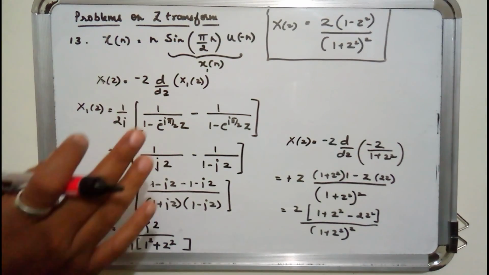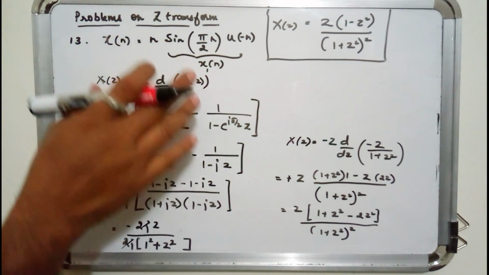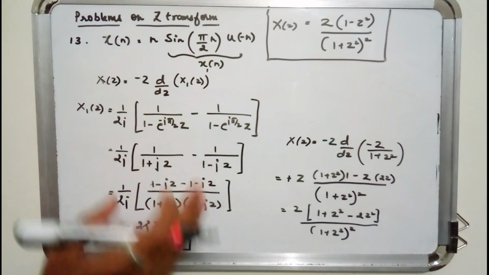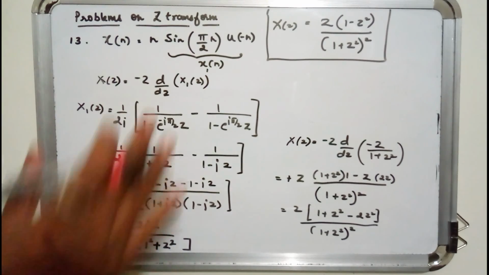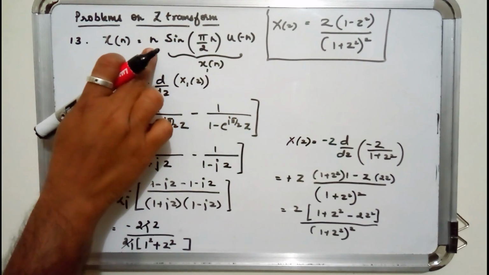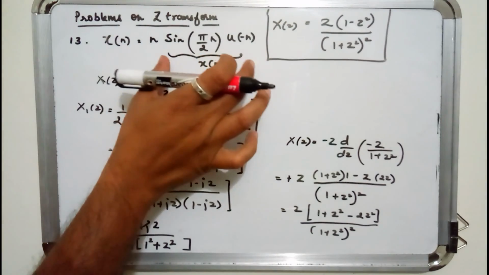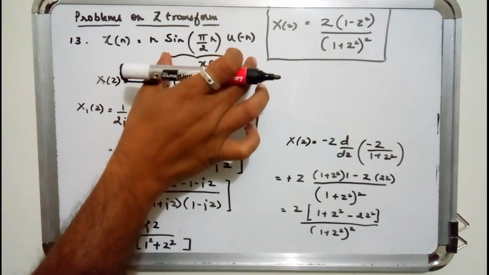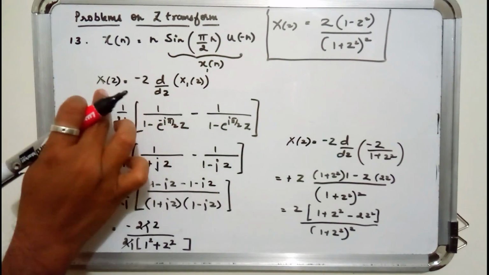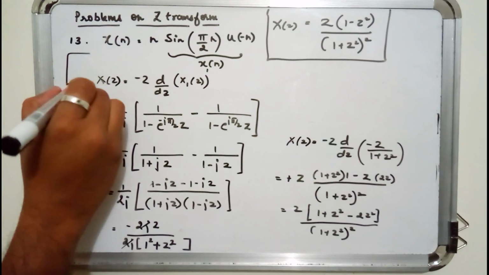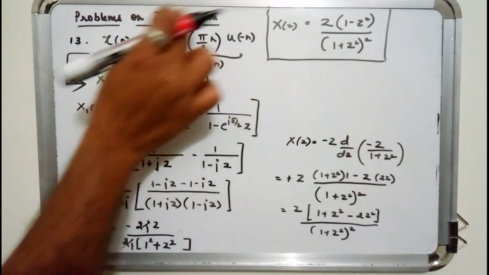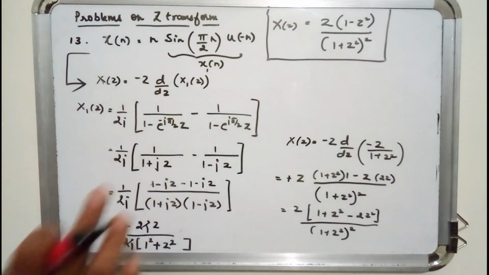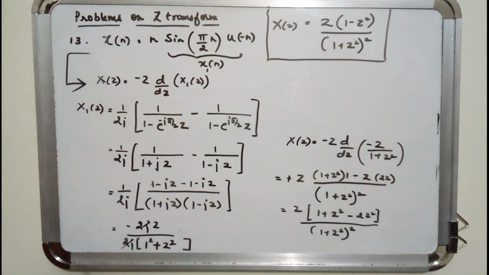So don't worry that we had so many steps in solving this problem, but understand the fundamental of how to solve a problem when you have multiplication by a ramp, that is n into some function. You calculate this function's z transform and substitute it in the differentiation in z domain equation. So if you have x of n equal to n into some function, it is minus z into d by dz of the z transform of this function, and then differentiate. So that will be our final z transform.